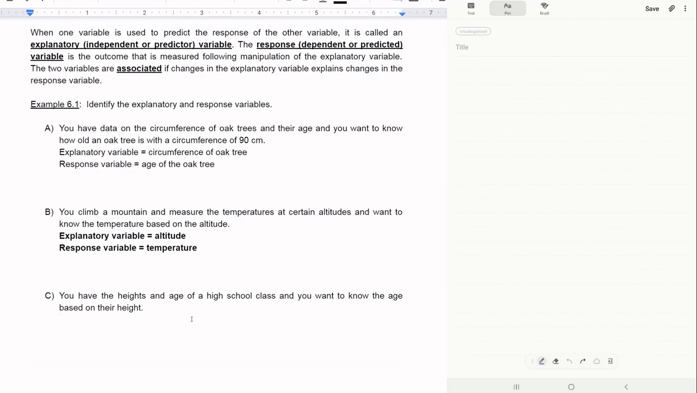In the last example, suppose we have the heights and the ages of a high school class, and we want to know the age based on their height. So the explanatory variable is going to be the height of the students, and we're trying to predict their age. So the age of the student is going to be the response variable.